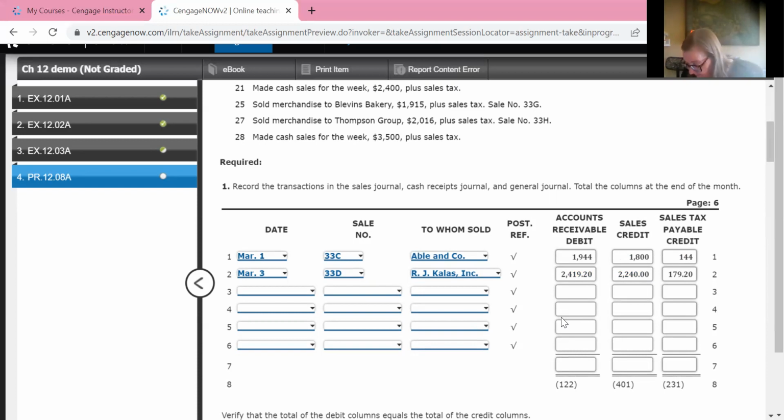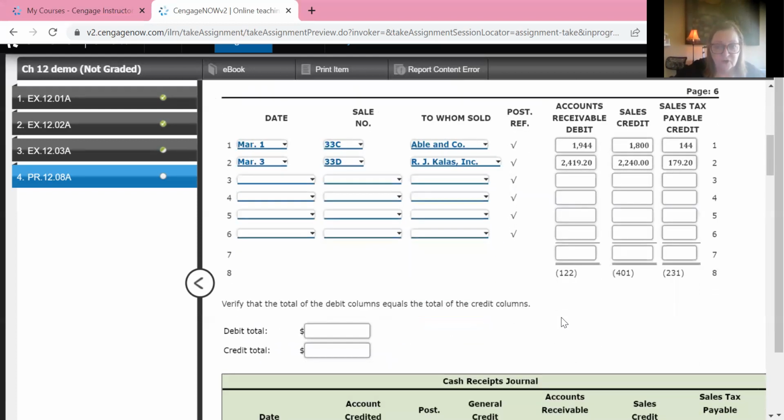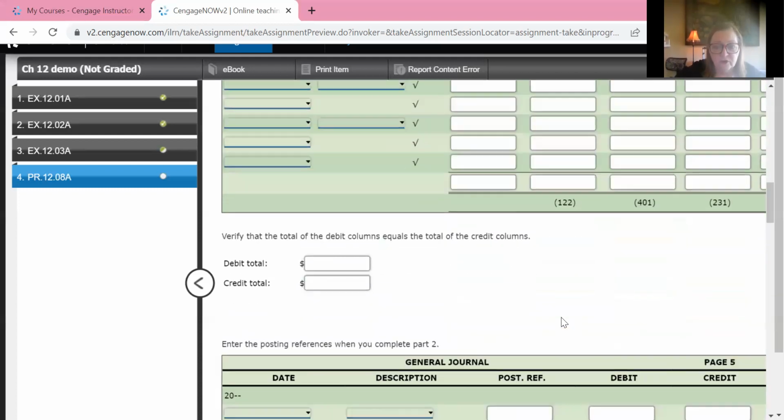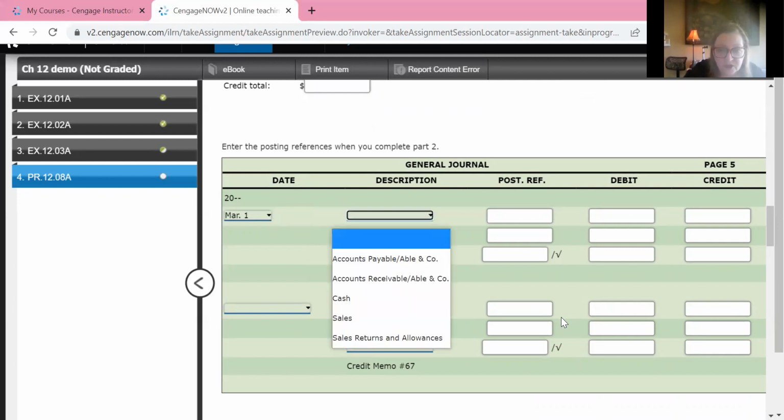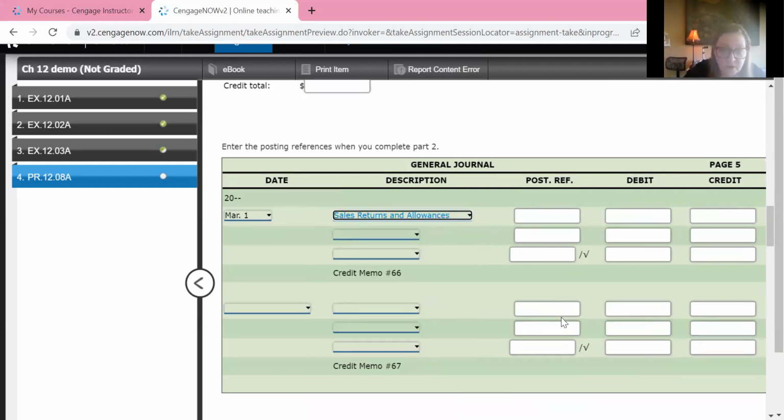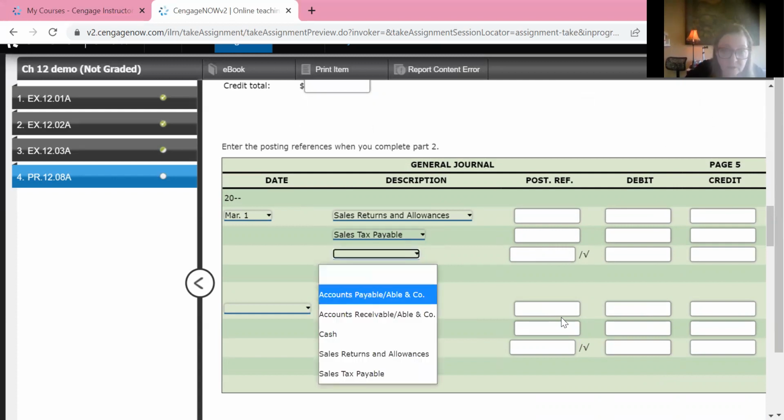Okay, so the next thing that happened was on the 5th, that merchandise was returned. So we need a general journal. This is a sales journal. We need a general journal transaction. So here's where we go for that. So this happened on March 5th. And we needed a debit to sales returns and allowances. This is just the same thing we learned last time. We need a debit to sales tax payable and a credit to the accounts receivable for that customer, Able.